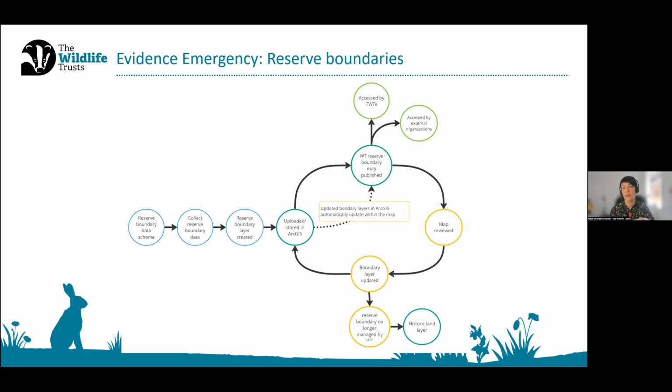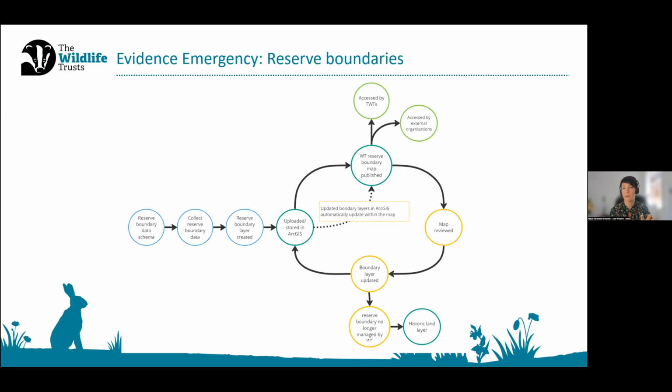So Evidence Emergency has been running for a couple of years, predominantly led by Sheffield and Rotherham Wildlife Trust, who have been doing a fantastic job of pushing this up the agenda. They got an innovation grant from the National Lottery Heritage Fund in order to take this forward into what was called the Explore phase, where they were going to explore some of the key issues around data, collectively working on what some of the answers to this might be.